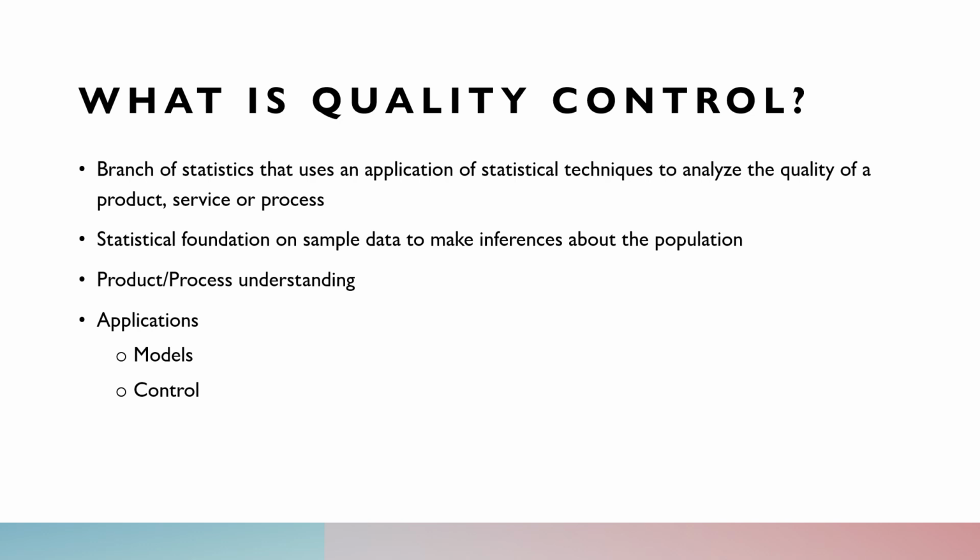Moreover, in quality control, the population refers to the entire set of items or processes being assessed, while a sample is a subset of the population that is considered. In this case, statistics is used on sample data to make inferences about the population.